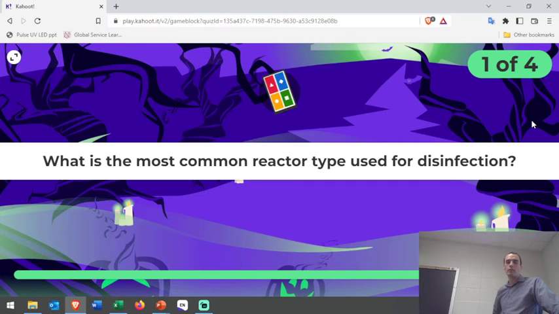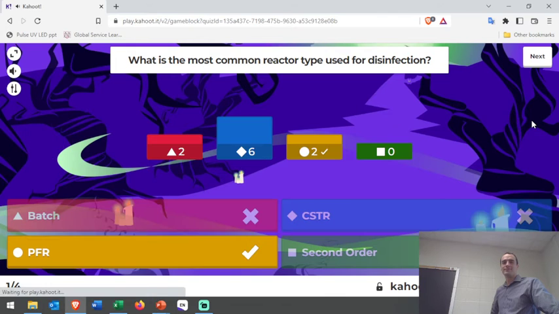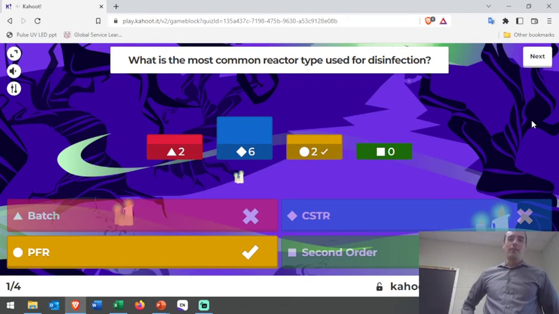Okay, so what is the most common reactor type used for disinfection? Is it the batch, CSTR, plug flow reactor, or second order? Okay, good. Nobody answered the reaction order, so it's not a reactor type. A lot of you answering CSTR.